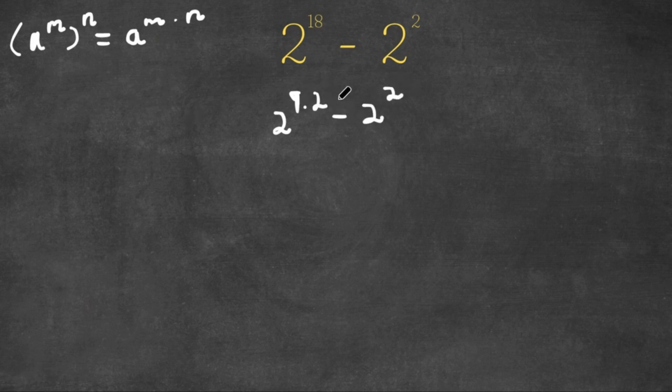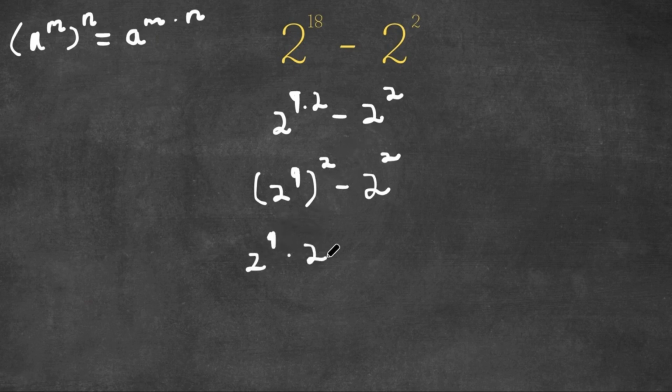Now 9 times 2, remember a to the power of m times n can be written as a to the power of m to the power of n. So 2 to the power of 9 times 2 can be written as 2 to the power of 9 to the power of 2, minus 2 squared. Now 2 to the power of 9 squared is the same thing as 2 to the power of 9 times 2 to the power of 9, minus 2 squared. And 2 to the power of 9 is 512.